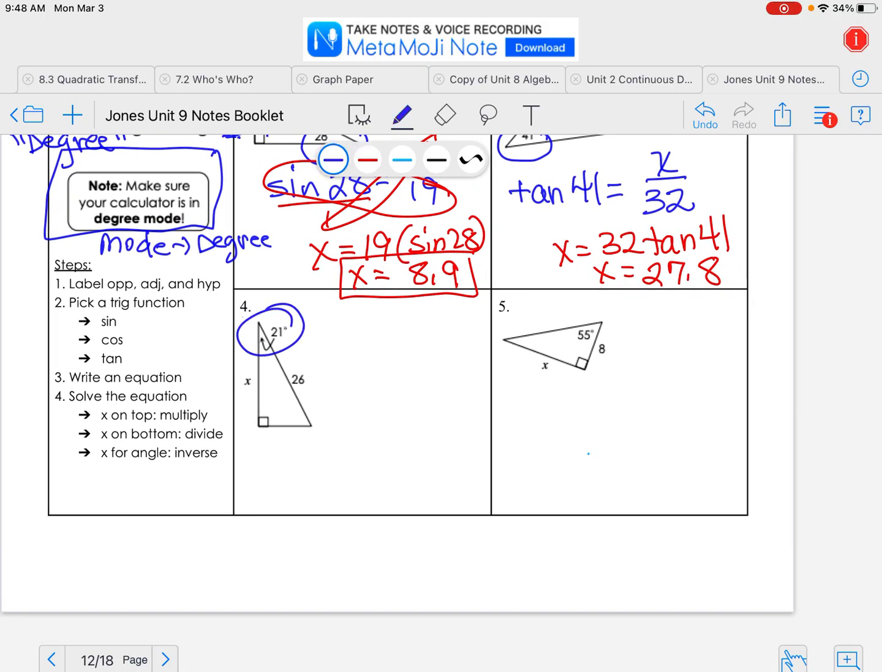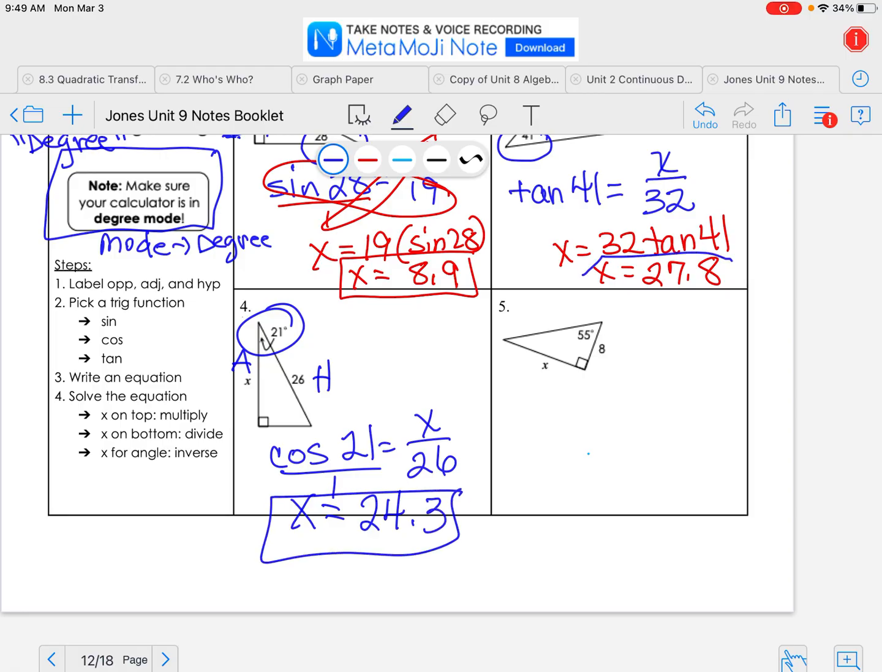The next one, I have 21, and I know the hypotenuse, and I'm looking for adjacent. So cosine 21 is adjacent over hypotenuse. Therefore, we're going to do the same thing. x is going to be 26 times cosine 21, which is approximately 24.3.